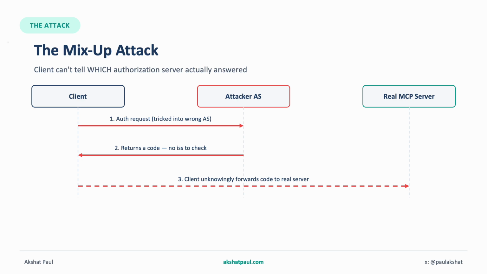Step 2. And this is the core of the vulnerability, that attacker server hands back an authorization code. Before this spec update, there was no standard mandatory way for the client to check which server actually issued that code. Step 3. The client, still believing it's mid-flow with the real server, forwards that code onward, and the attacker can now use knowledge of that exchange to impersonate the client against the real MCP server. This is called a mix-up attack, and the spec authors specifically call out that MCP's single client, many server pattern makes it more prevalent than in typical OAuth deployments.